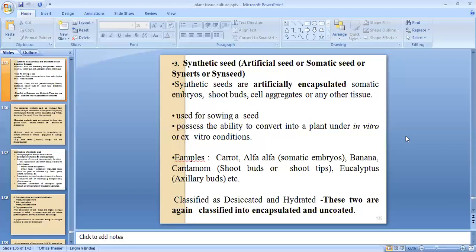Some of the examples you can see here are carrot, alfalfa, banana, cardamom, eucalyptus. In the case of alfalfa, the somatic embryos are available as artificial seed. In the case of banana and cardamom, shoot buds or shoot tips are available. In the case of eucalyptus, axillary buds are available. And these synthetic seeds are classified into two categories, desiccated seeds and hydrated seeds. Again, these desiccated and hydrated seeds are classified into two categories, that is, encapsulated and uncoated.